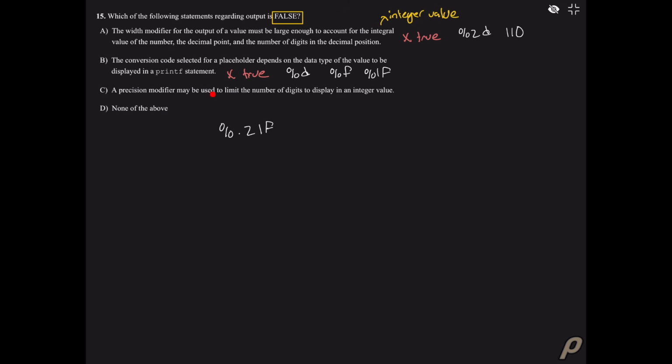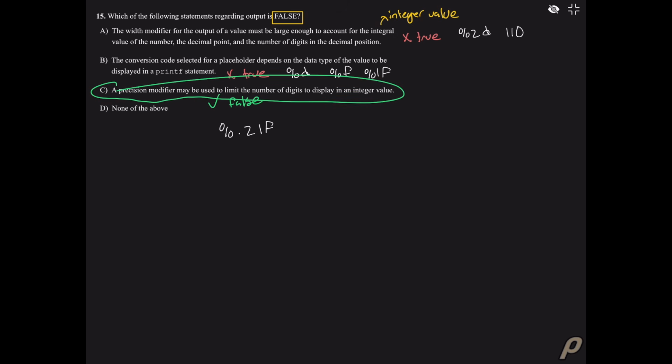So why would this be true then? If you pull up a compiler and you try to use a precision modifier like %.2d on an integer value, I'm pretty certain that it'll actually throw an error at you, because it's not allowed, since integers do not have decimals. So this is indeed false. And since we're looking for the false answer, that makes this the correct answer for this question.